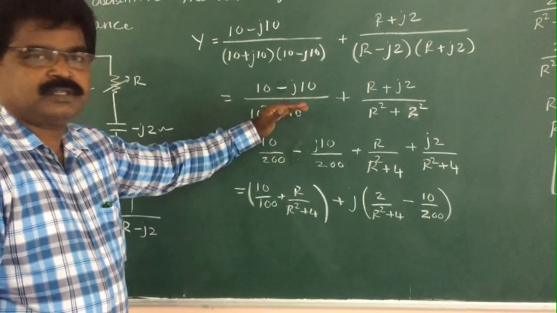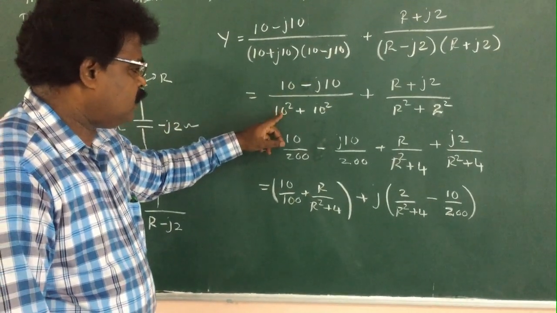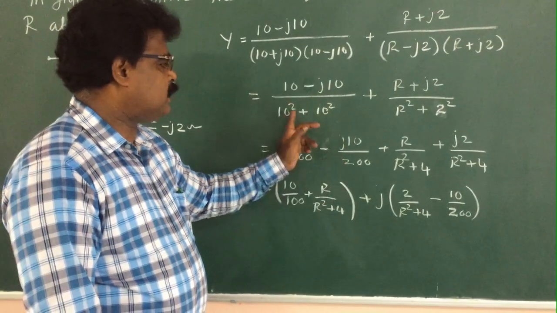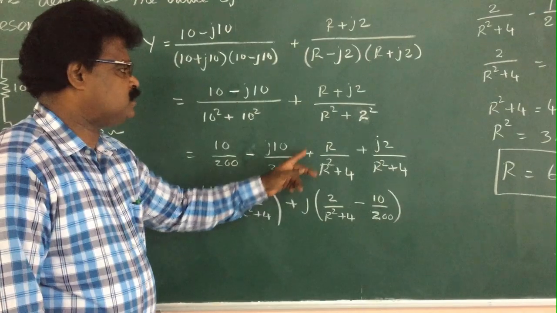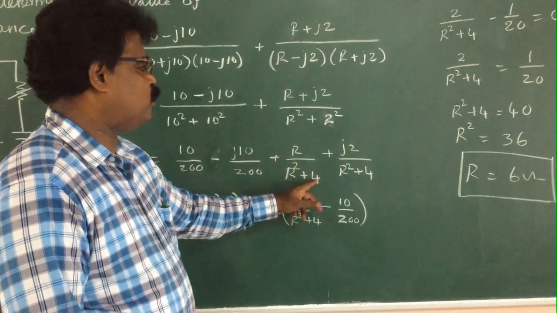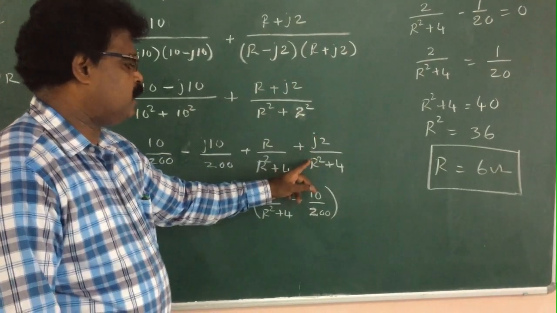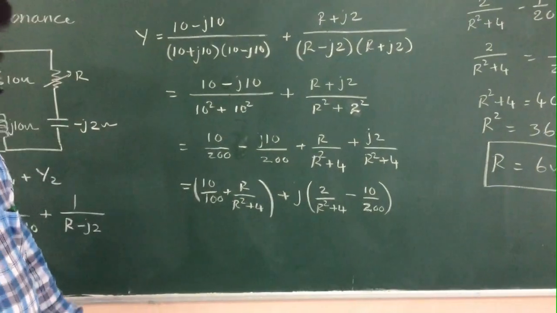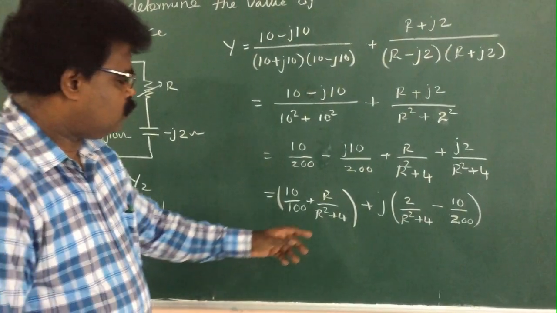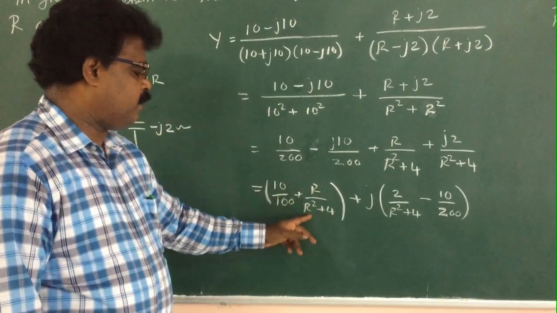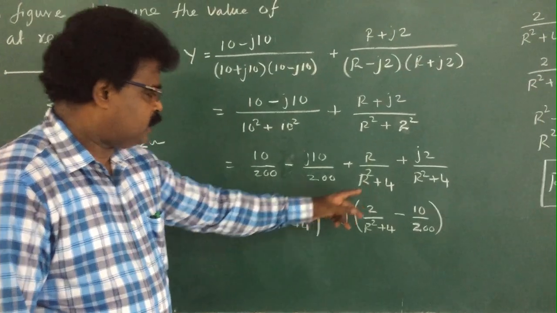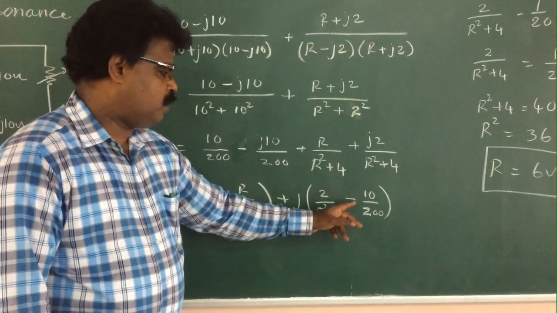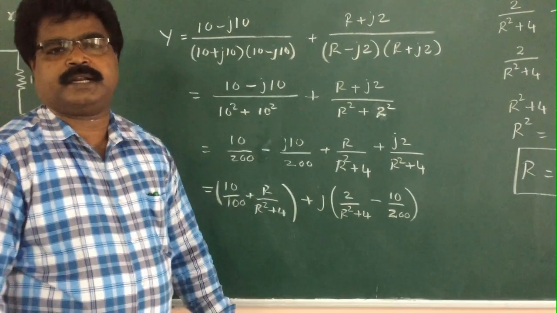You have to separate the terms. So 10 divided by 10 square plus 10 square, that is 200, minus j10 divided by 200, plus R divided by R square plus 4, plus j into 2 divided by R square plus 4. Now group the j term and group the other terms. So 10 by 200 plus R divided by R square plus 4, plus, taking j outside, 2 divided by R square plus 4 minus 10 divided by 200.